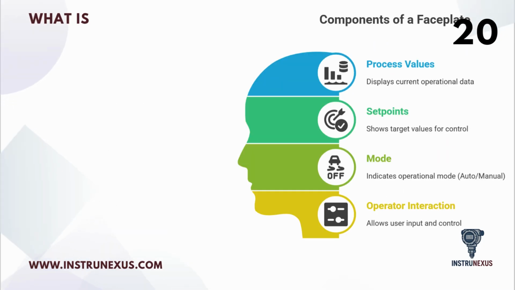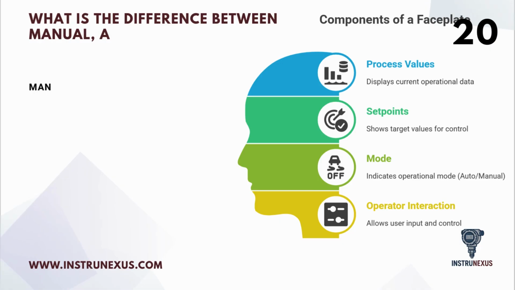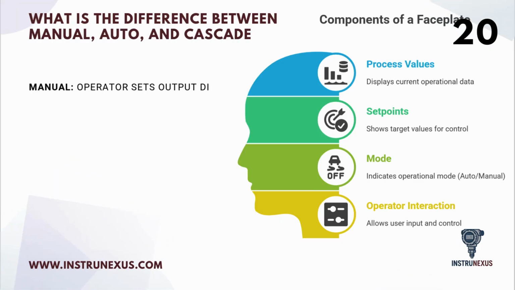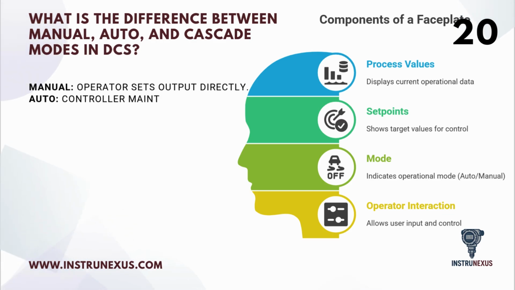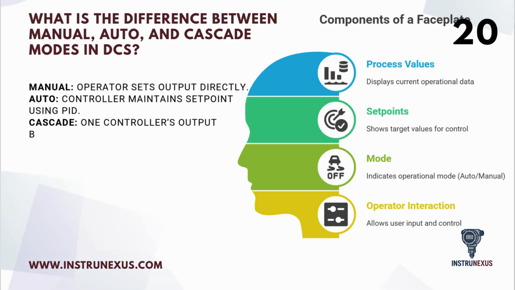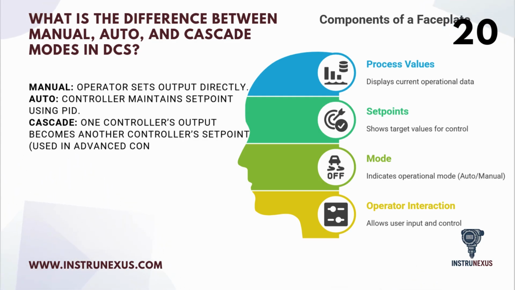What is the difference between manual, auto, and cascade modes in DCS? Manual, operator sets output directly. Auto, controller maintains set point using PID. Cascade, one controller's output becomes another controller's set point, used in advanced control strategies.